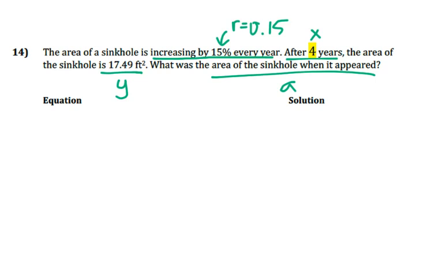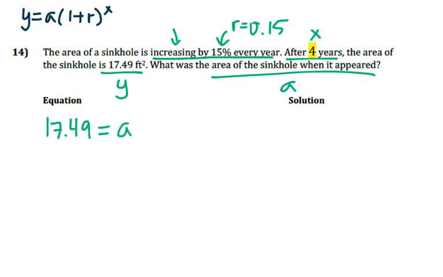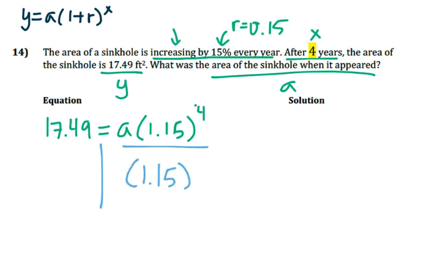Notice the percentage, and we know that it's increasing, so this is growth. So we're going to be using the exponential growth form, which is Y equals A times 1 plus R to the xth power. So substituting these values in, we have the equation 17.49 is equal to A times 1.15 raised to the 4th power. So to solve, we're going to go ahead and draw our line down and divide both sides by 1.15 to the 4th power.